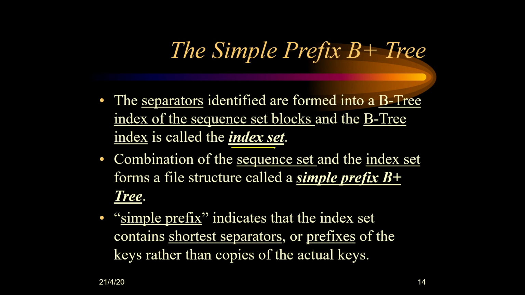Now the combination of both this sequence set and the index set which we have come across is known as simple prefix B+Trees. Now why is it called simple prefix? Simple prefix in the sense that the separators will always be the prefix. It is not taking the whole key, it is taking only the prefix of the key. So the shortest separator is being chosen as our separator. That is why it is known as simple prefix.